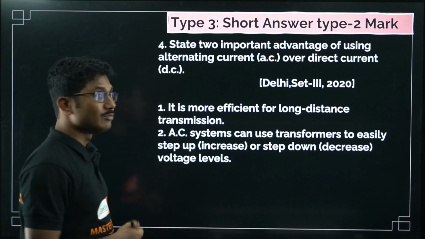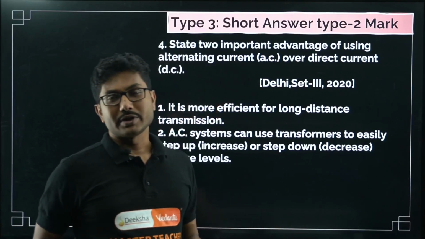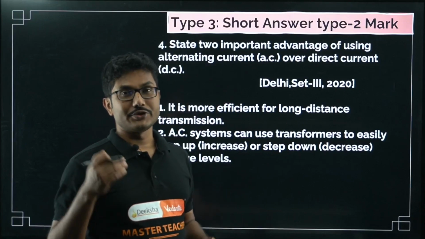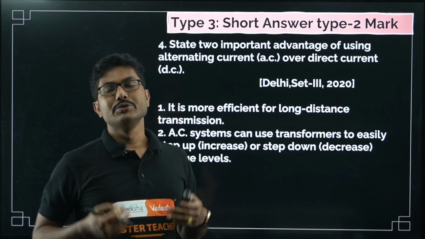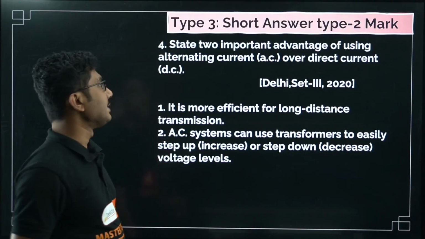That's why AC is more popular. In case of DC, to increase the voltage you have to use some other complicated mechanism which is also costly. You will lose a lot of energy during that process, which is not so in case of AC.